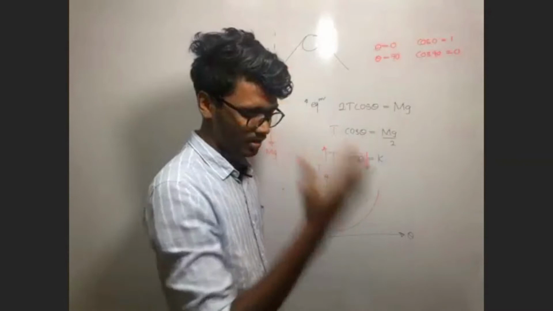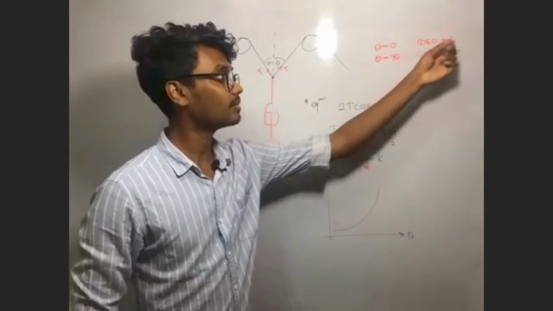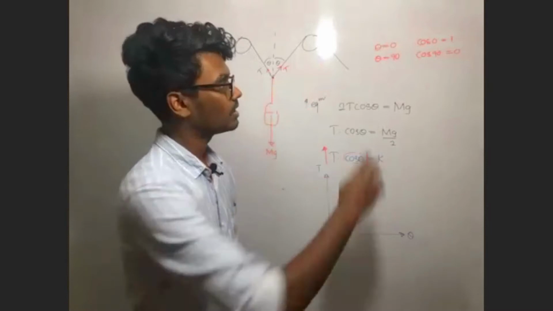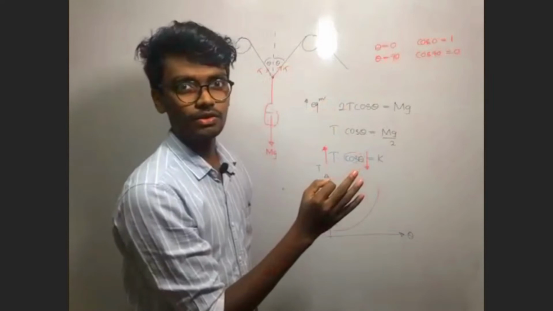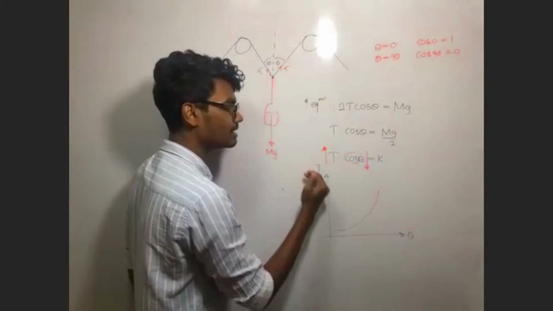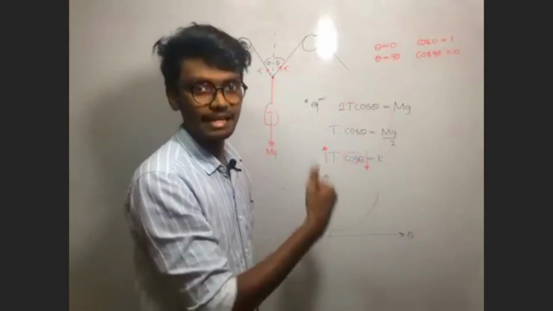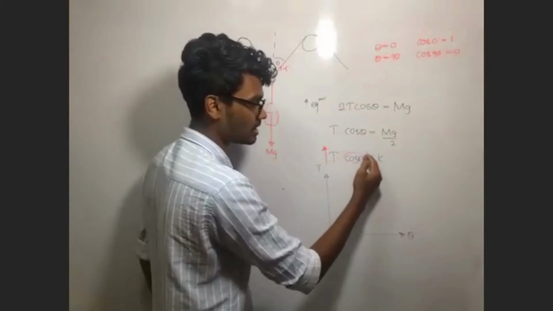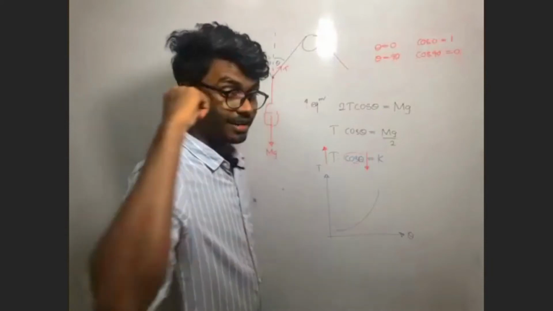Other side, sorry, I didn't mention it, the other side. When theta increases largely, there's a small decrease in the cos ratio. So when there is a small decrease in this, tension increases, but the rate of increase is less. Because the rate of decrease of the cos ratio is less, therefore the rate of increase is less. So this should be the answer.